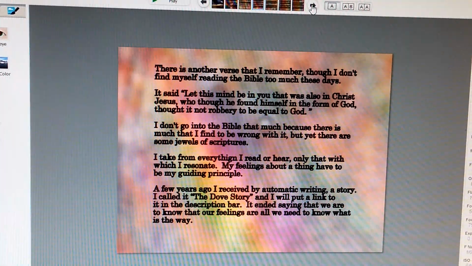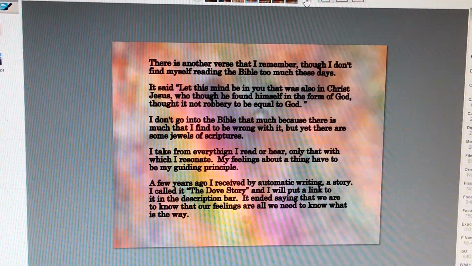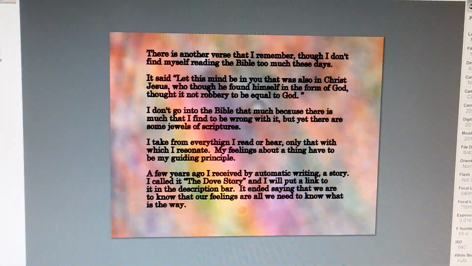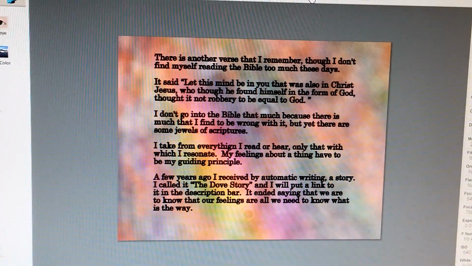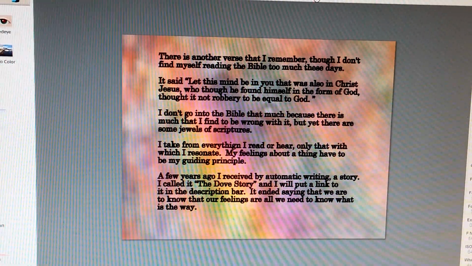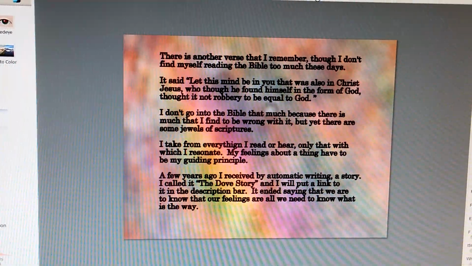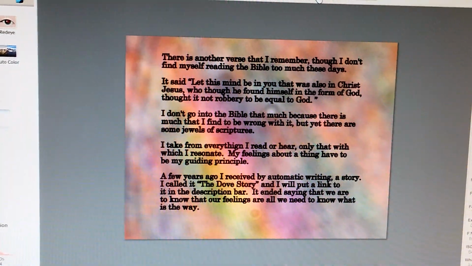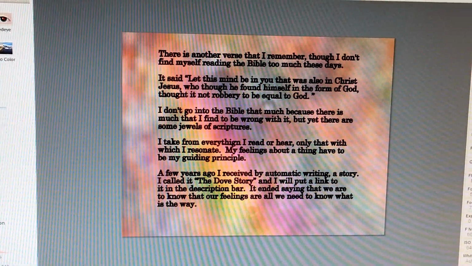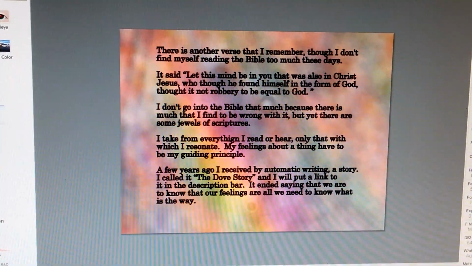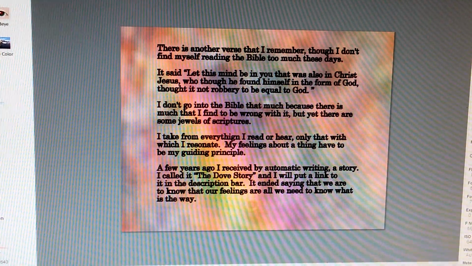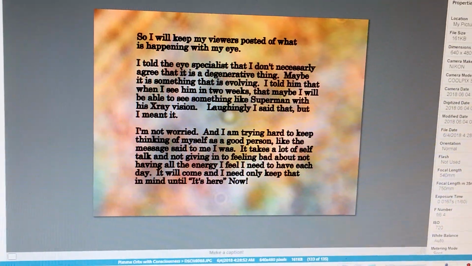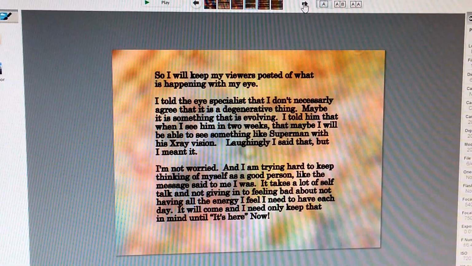I don't go into the Bible that much because there is much that I find to be wrong with it, but yet there are some jewels of scriptures. I take from everything I read or hear only that which I resonate with. My feelings about a thing have to be my guiding principle. A few years ago, I received by automatic writing a story I call The Dove Story. I will put a link to it in the description bar. It ended saying that we are to know that our feelings are all that we need to know what is the way.